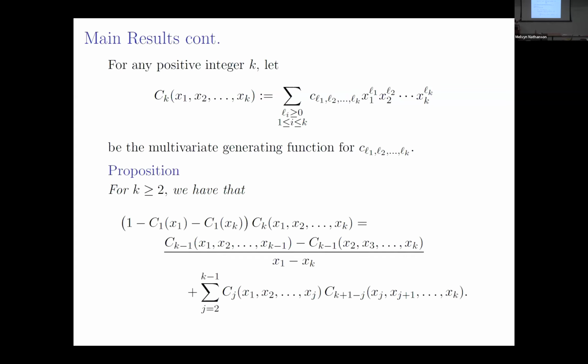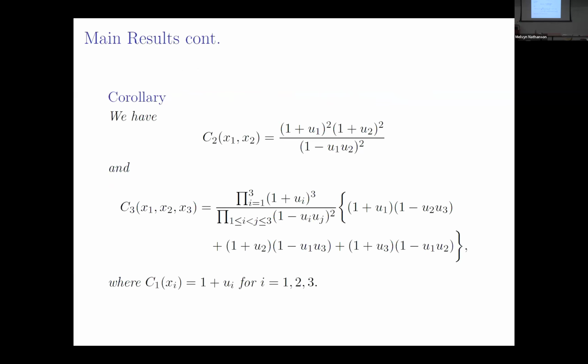And so after seeing this relationship, we wanted to see if maybe we could at least recover their results, right, by taking this generating function viewpoint. And so the corollary here that we obtained from that recursion is that C2 of x1, x2 has this very nice form. C3, you can see, is already starting to get harder to deal with, where we have this variable substitution here that C1 of xi is 1 plus ui.